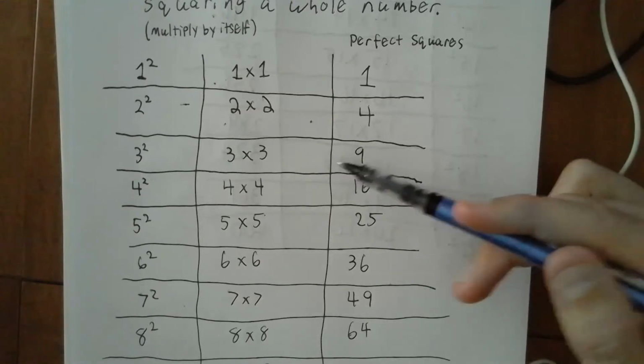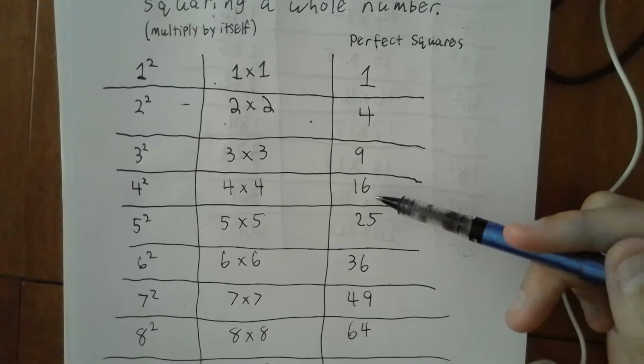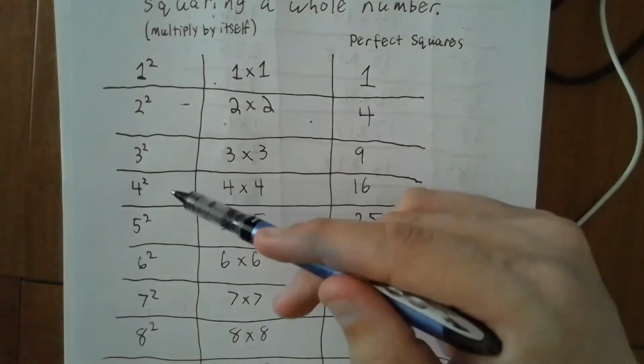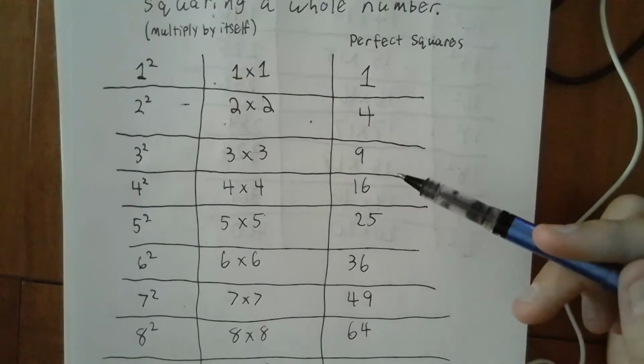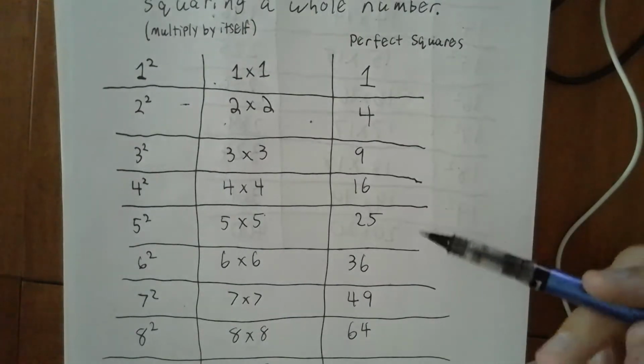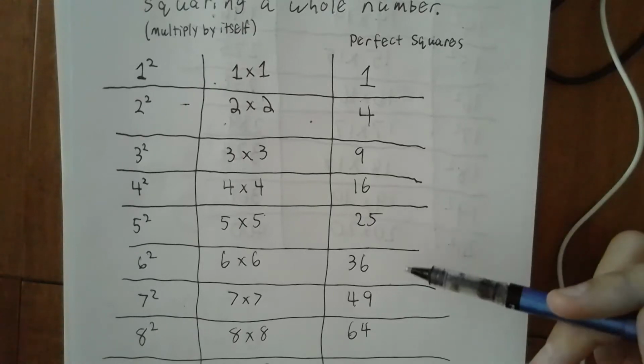Because 3 times 3 is 9. 4 times 4 is 16. Well, there's no number in between 3 and 4. No whole number, at least. So there's no whole number that can get us 12 when multiplied by itself. So these are the examples of all your perfect squares.